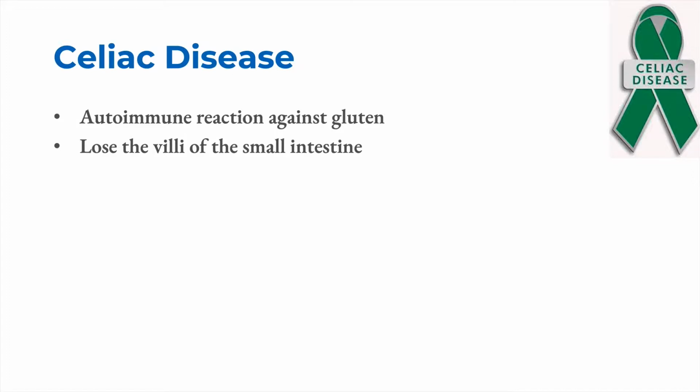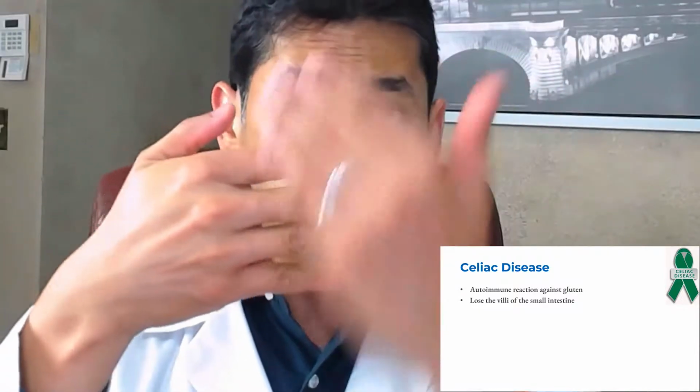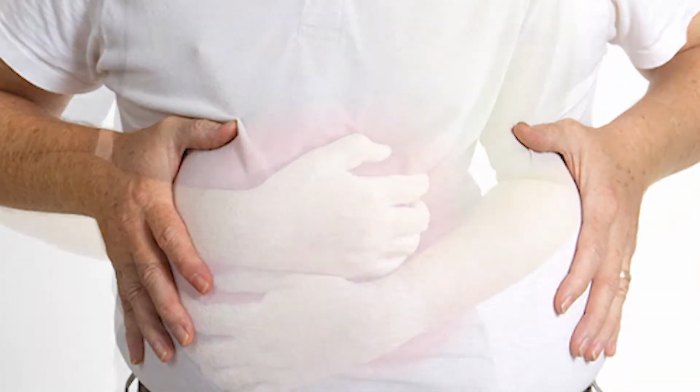So normally your small intestine has these villi. They're just like my hands right here. And these villi are used to absorb certain nutrients, vitamins, and minerals. Whenever you ingest gluten, when you have celiac disease, your villi get sheared off, and so you don't have those villi there. And because you lose those villi, you cannot absorb the normal things that you typically would absorb, which can manifest in a lot of different symptoms: bloating, pain, upset stomach.